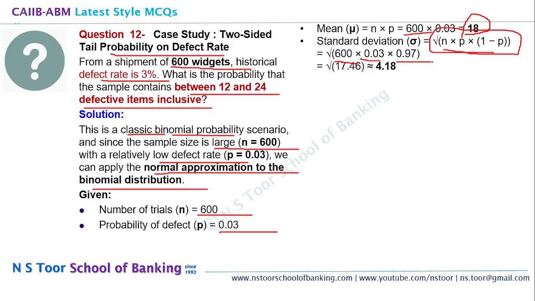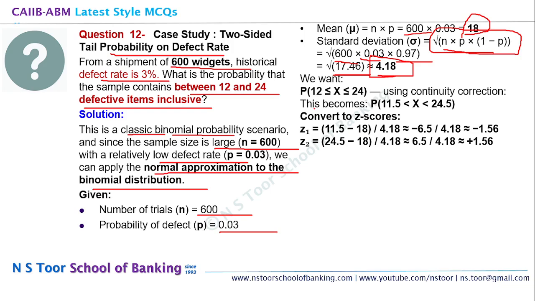So 0.97 is the remaining one. So 600 into 0.03 into 0.97, the answer is coming as, in the square root, 17.46. So what is the square root of 17.46? 4.18, or we can say that the square of 4.18 is equal to 17.46. So what is the probability? The probability is 4.18 that the sample contains between 12 and 24 defective items inclusive.